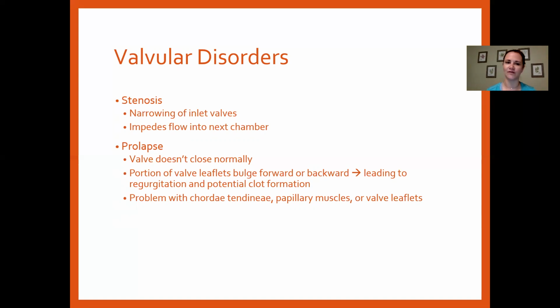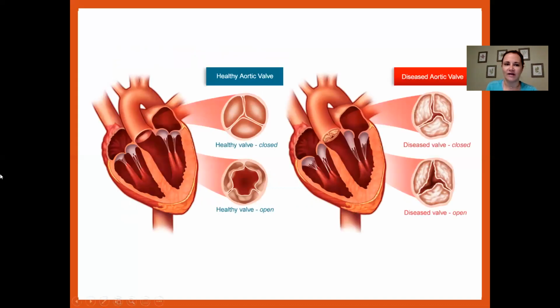This developed from a problem with the chordae tendineae, which are the connective tissues of the valves, papillary muscles, which are the small muscles that open and close the valve, or the valve leaflets themselves could have a problem. So there's multiple different reasons why a valve may develop a prolapse issue. And here's what we'll see. Here, these white strands are the chordae tendineae. These muscles connected to them are the papillary muscles, and they work together to pull open and close those valves, S1 and S2.